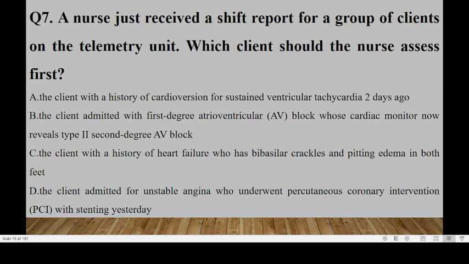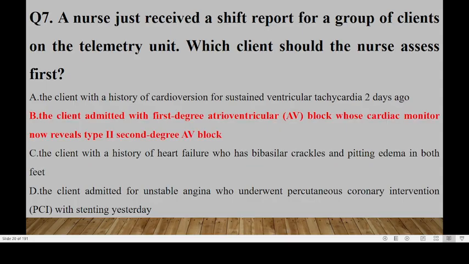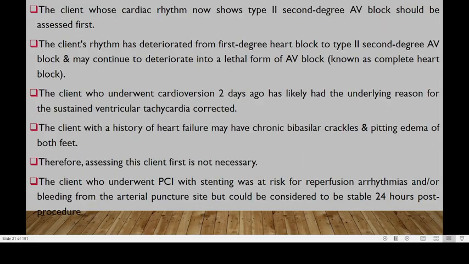A nurse just received a shift report for a group of clients on a telemetry unit. Which client will the nurse assess first? So here we are looking at prioritization, and in prioritization, a client admitted with first degree atrioventricular block whose cardiac monitor now reveals type 2 is complicating. So we are supposed to look at that patient first.